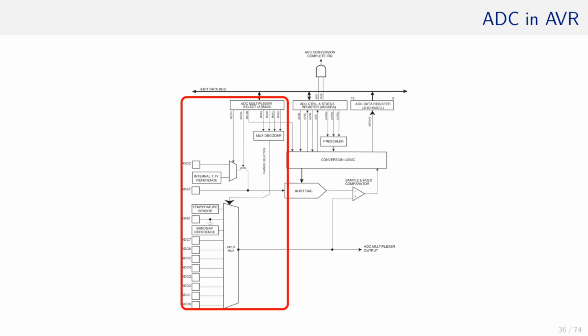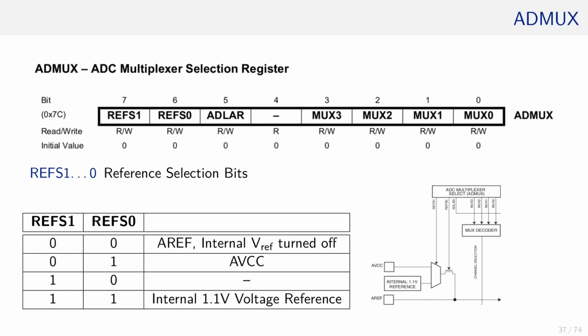Let's start with the left part, including the pins, the input multiplexer, the reference voltage selector, and how to configure all of those. The ADMUX controls not only the input multiplexer, but also the multiplexer selecting the reference voltage. For 3 inputs, 2 bits, REFS1 and REFS0, are required.